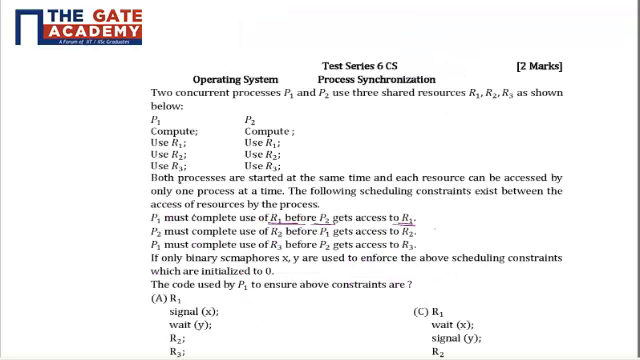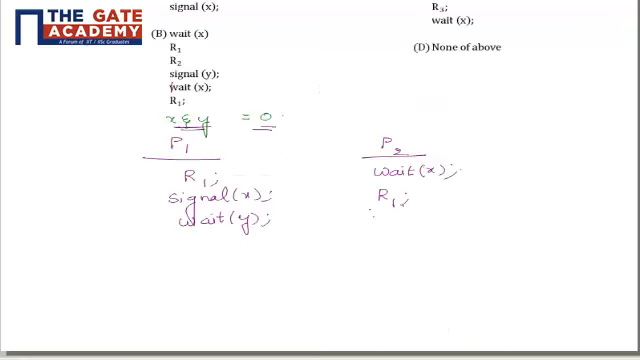Second statement, see here. P2 must complete the use of resource R2 before P1 gets it. So P2 will get the resource R2 and after completion of resource R2 by P2, P1 will get the resource R2. At this time, same as I told in the first process, signal of X and wait of signal of Y and wait of X.